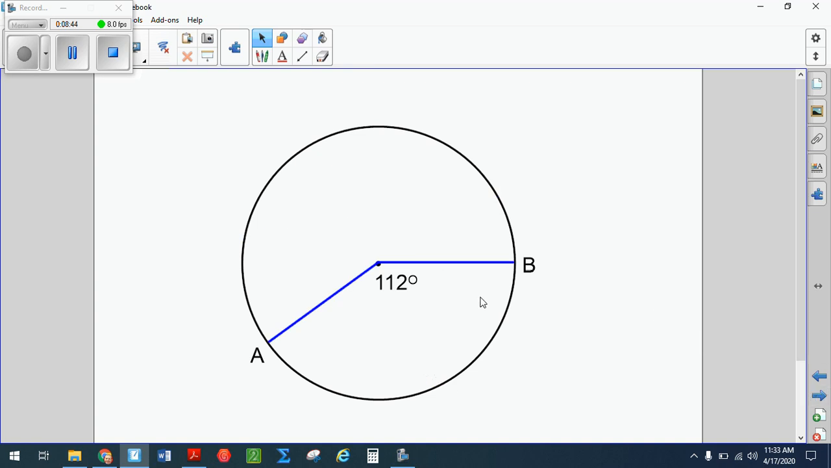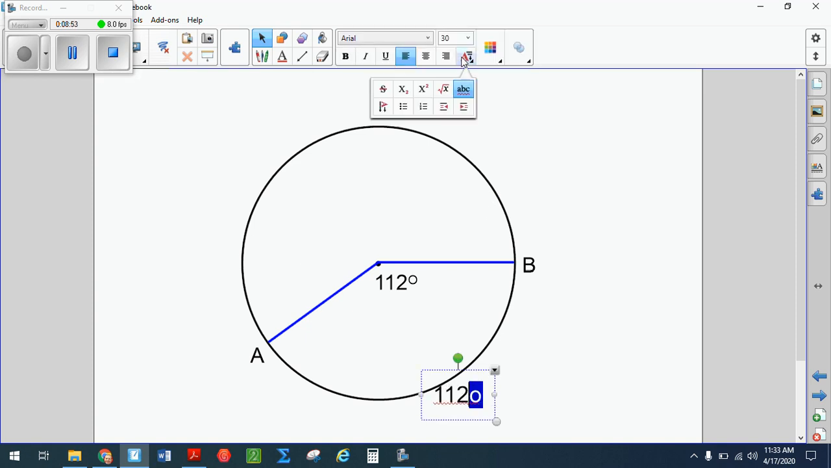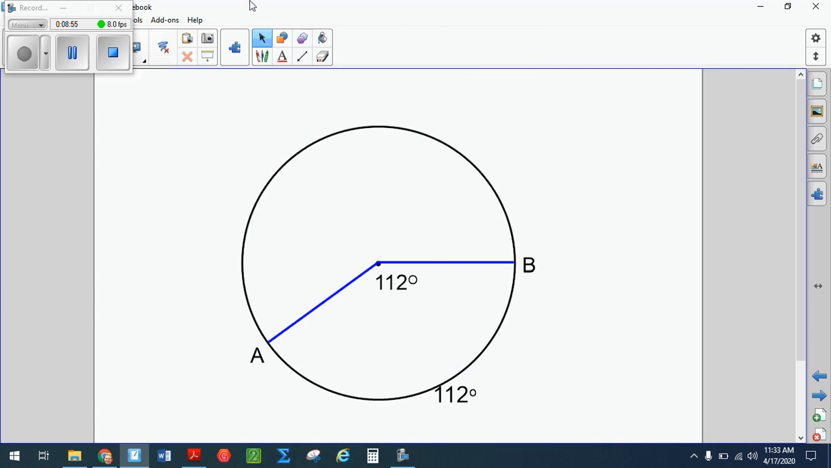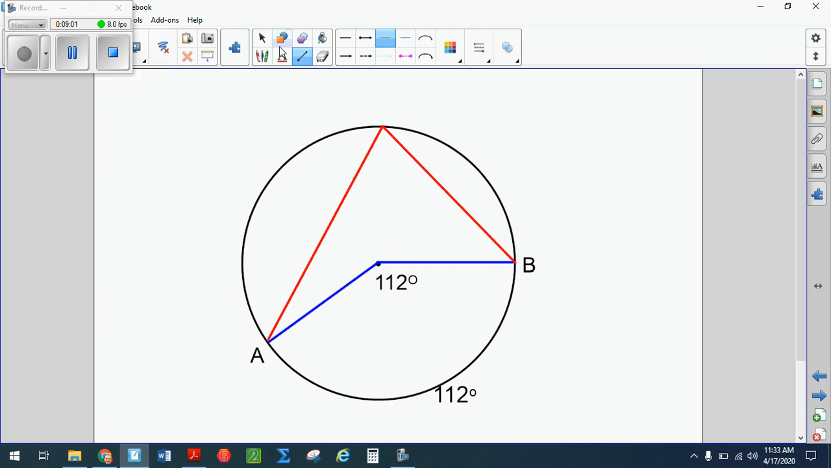If this is 112 degrees, then the measure of my arc is also 112 degrees. If I drew an inscribed angle from anywhere, it doesn't matter where it is, then half of 112 degrees would be 50 plus 6, so 56 degrees. And it doesn't matter where this is. If this angle is exactly where it is right now, that's 56 degrees.